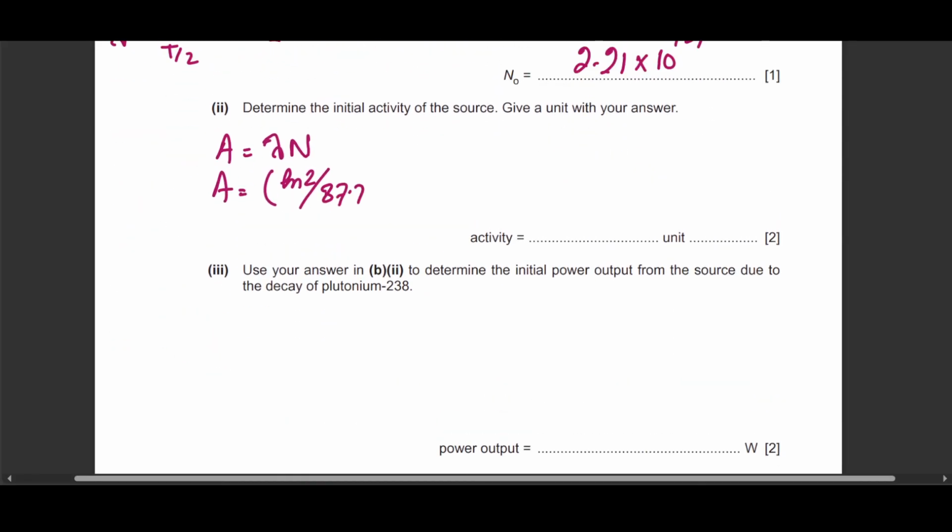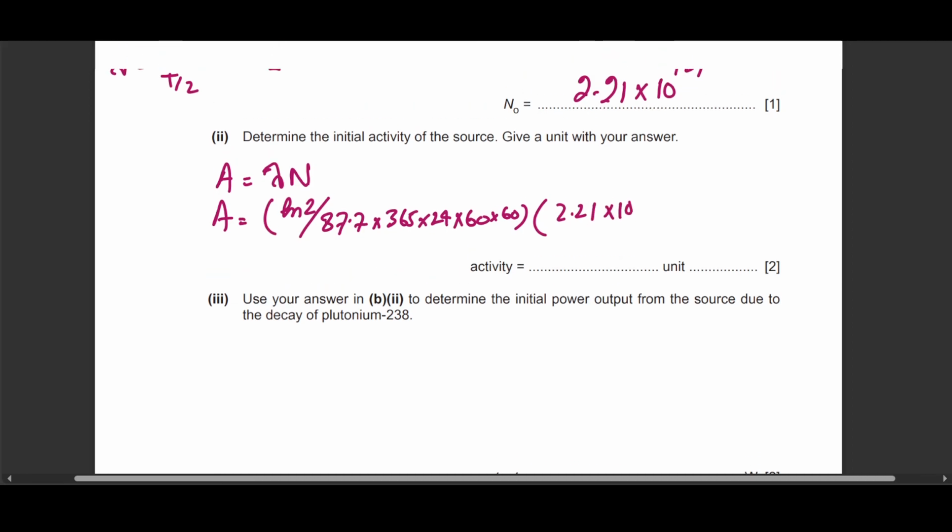So 87.7 multiplied by, since it's in years, 365, 24 hours, multiplied by 60, multiplied by 60, and then multiplied by the number of atoms, which is 2.21 times 10 raised to the power 24. So ln 2, when you solve the whole equation, the activity comes out as 5.538 times 10 raised to the power 14 becquerel, Bq.